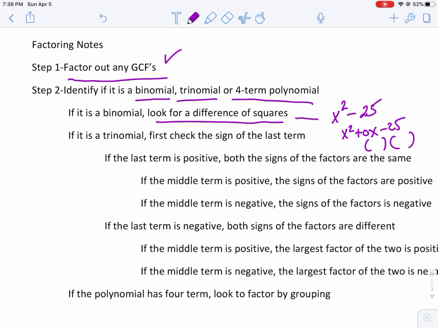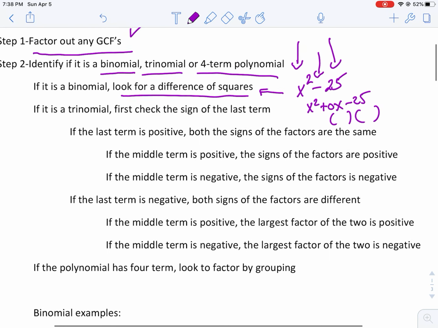I just wanted to say that real quick because that's what difference of squares really is. It's a difference, subtraction, of perfect squares. X squared and 25 are perfect squares, okay? We'll practice that a little bit later.